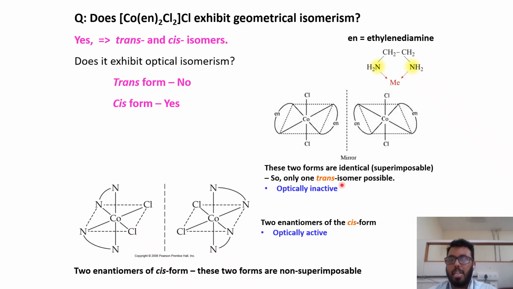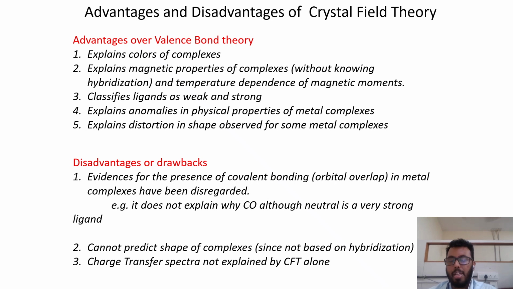Whereas the trans form is superimposable, so it is optically inactive. Okay, so with this, for the isomerism essay-type question, if you write up to that, it is enough.